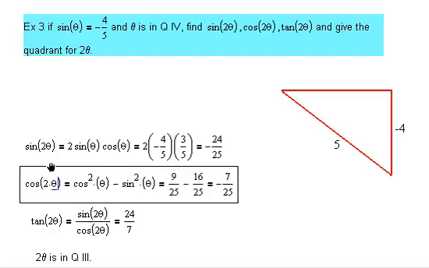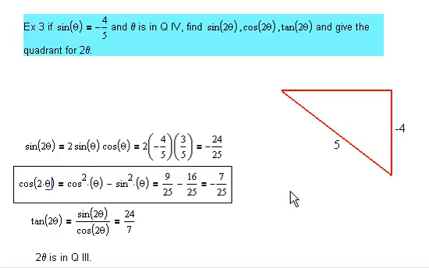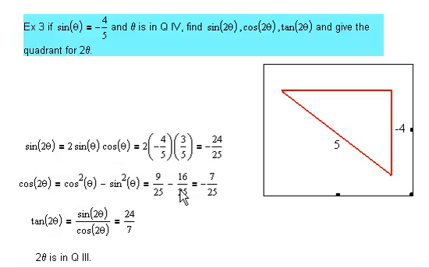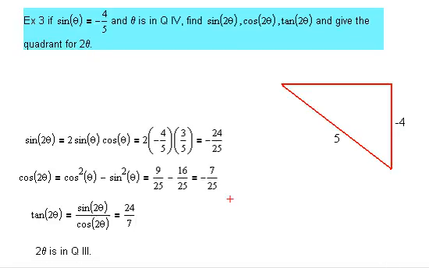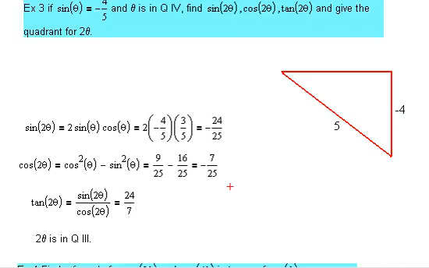Cosine of 2 theta in a similar fashion is cosine squared theta minus sine squared theta, that's 9/25 minus 16/25, so negative 7/25. And here we are with sine and cosine both negative, so that should tell us we must be in the third quadrant. And notice also the tangent of 2 theta is a negative over negative, so 24/7. And the only places where tangent is positive are in the first and third quadrant, so 2 theta has to be in the third quadrant.